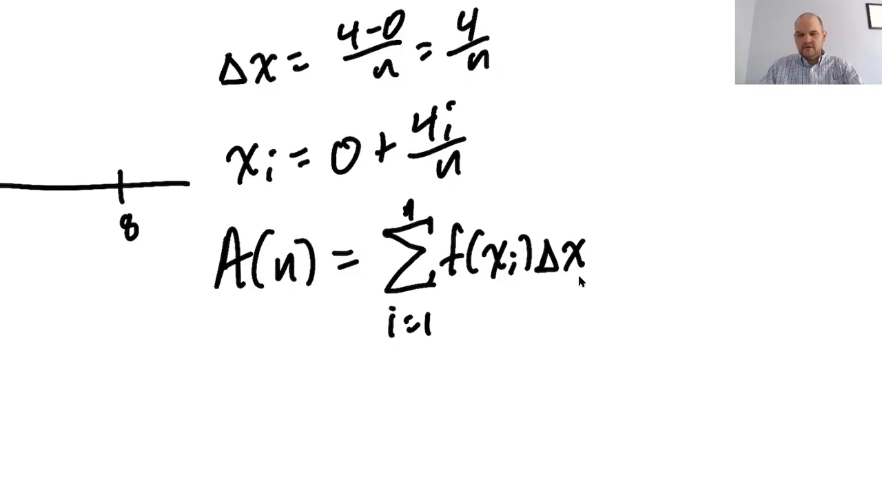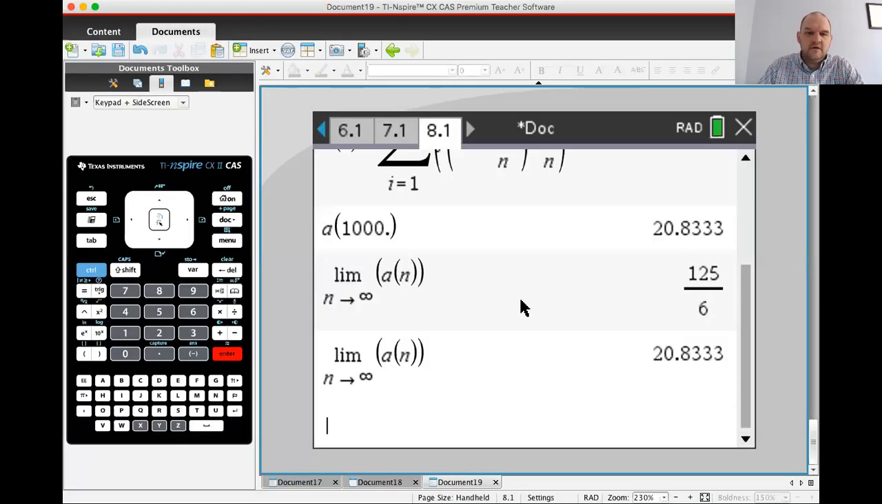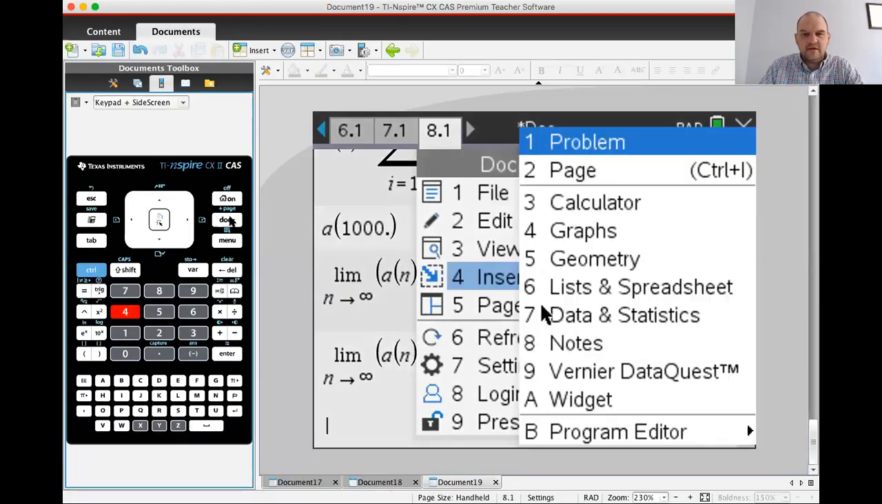To the calculator. It's like the old Batman. To the Batcave, to the calculator. Here we go. I'm going to put in a new problem.